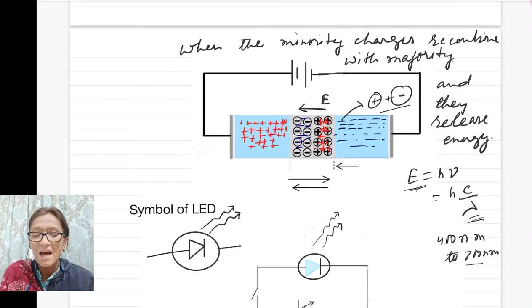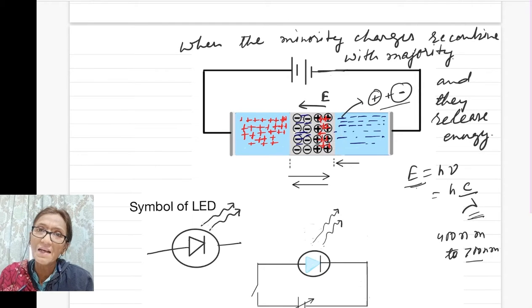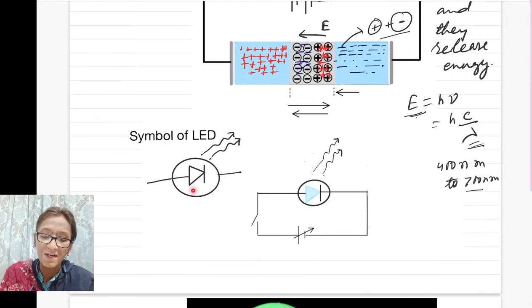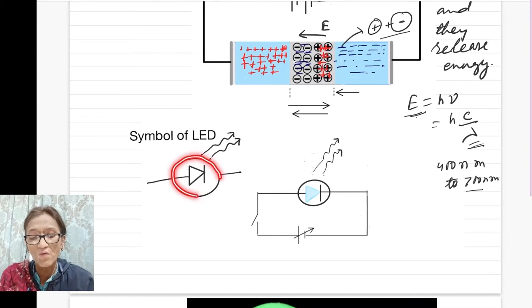So this happens in an LED, which is a highly doped PN junction. Firstly, let me start with the symbol of an LED. You can see a simple diode which is encapsulated in a transparent layer, so that when energy comes out in the form of light, it may come out. So this is the symbol of an LED.